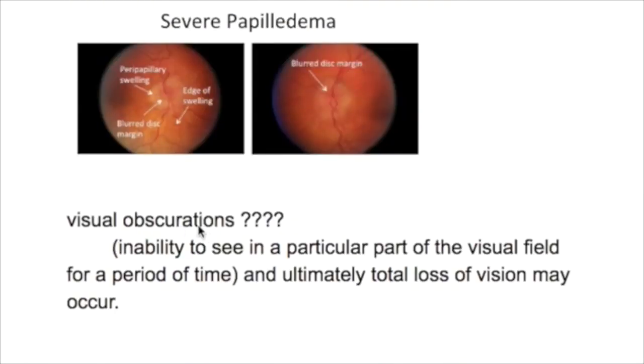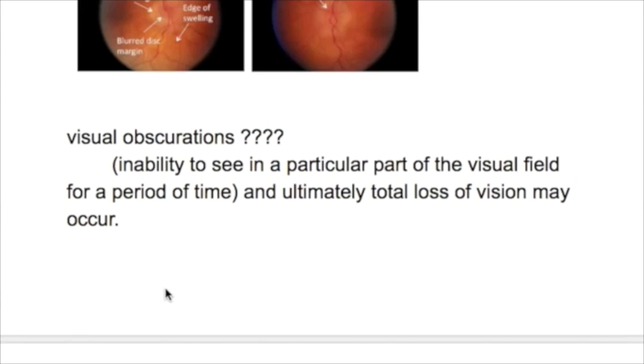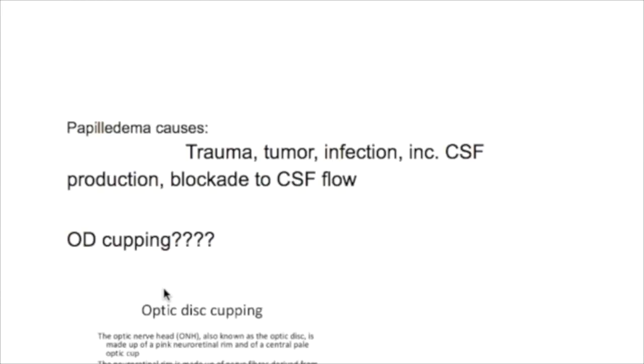What are visual obscurations? Inability to see in a particular part of the visual field for a period of time, and ultimately total loss of vision may occur. What are the causes of papilledema? Trauma, tumor, infection, increased CSF production, decreased CSF reabsorption, and blockage to the CSF flow.